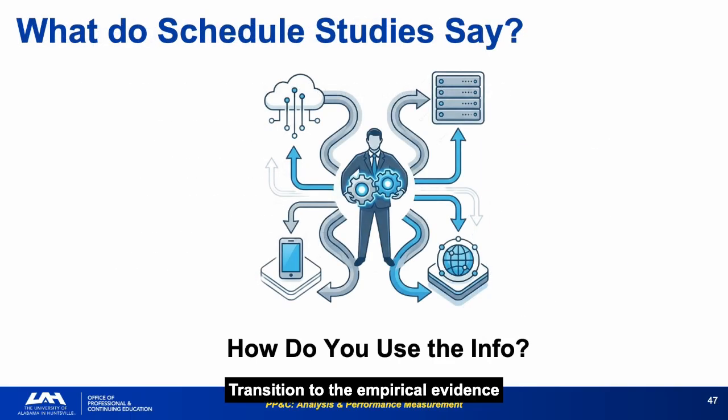Transition to the empirical evidence section. What does the historical record of NASA and DoD program schedules actually show about delay patterns and their cost consequences? The studies in the next few slides are not anecdotes. They are systematic analyses of 40 to 114 real programs. They provide the benchmarks against which any current program schedule should be compared.